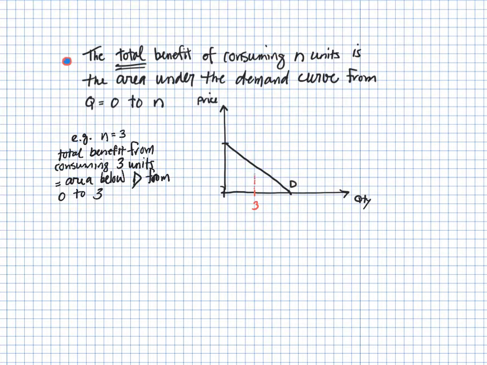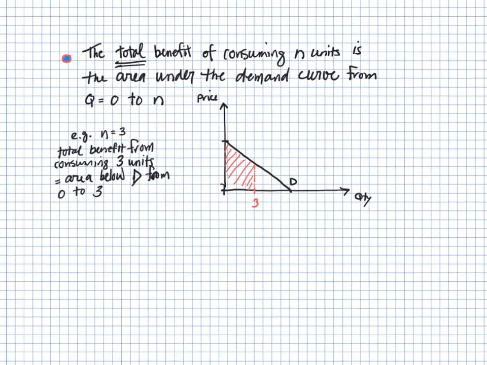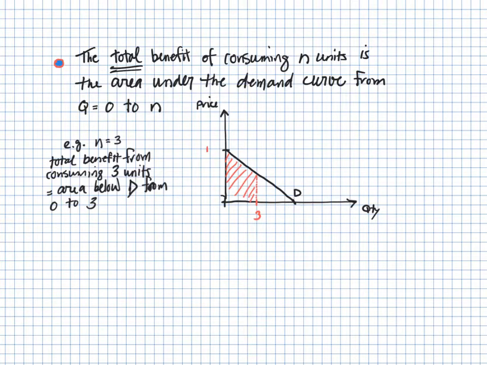So the total benefit that consumers gain by consuming 3 units would be the area that I'm shading here under the demand curve. Right? So now the question becomes, well, how do we calculate this area? Well, we can do that as long as we have an additional number up here on the y-axis. We need to figure out where the demand curve crosses the y-axis. So let's suppose that this turns out to be $15.